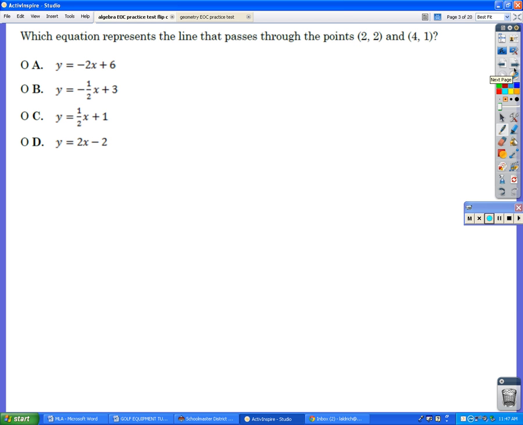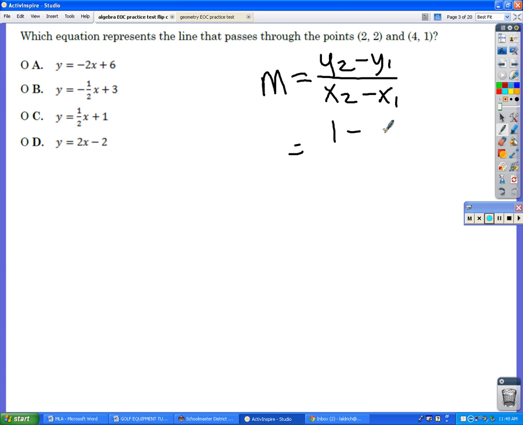Which equation represents the line that passes through the points (2, 2) and (4, 1)? So this is a lot of work. What do we need to do first? Make a graph. You could make a graph, or a table. If we're coming up with an equation, probably the best strategy is to figure out what the slope is. Remember that the slope is y2 minus y1 divided by x2 minus x1. What's y2? 1. What is the y coordinate of the first point? 2. The x coordinate of the second point is 4, and the x coordinate of the first point is 2.